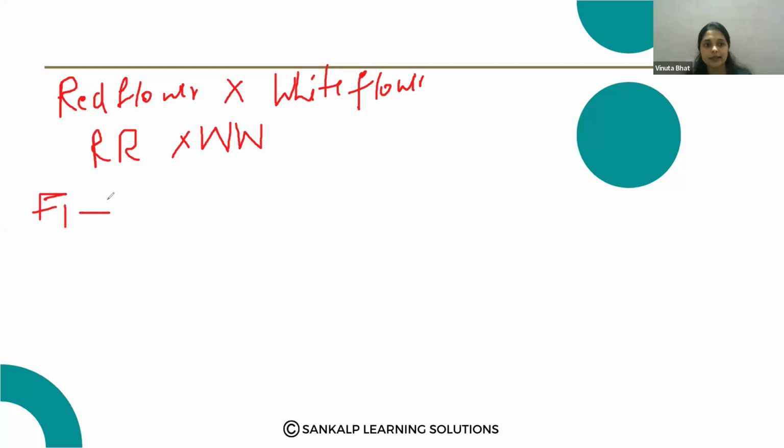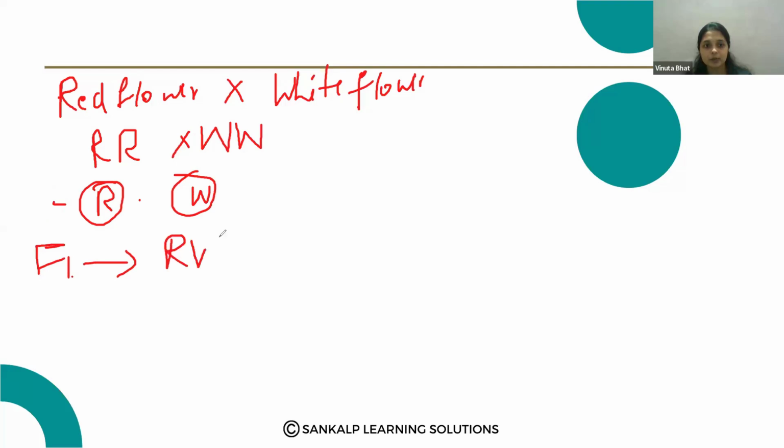F1 plants obtain gametes, capital R is the gamete produced here, capital W is the gamete. In the F1 generation the flower has RW, which means it is neither red nor white. So that is an intermediate color.